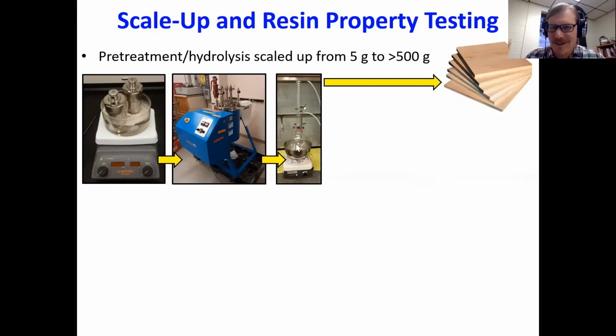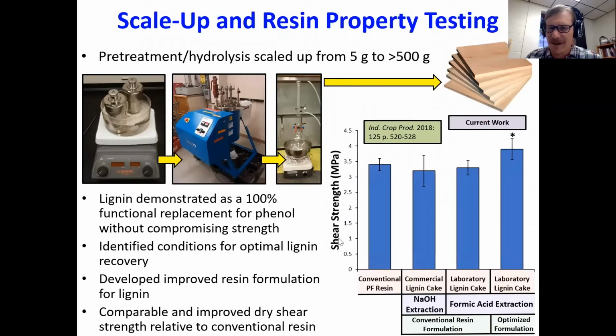We did the extraction in formic acid, and then our collaborator at Michigan State, Moshgan Nishad, used these lignins and tested some of the properties as an adhesive. And so many other properties of the resin and the adhesive were tested. We're just going to be showing one type of property, this dry shear strength.